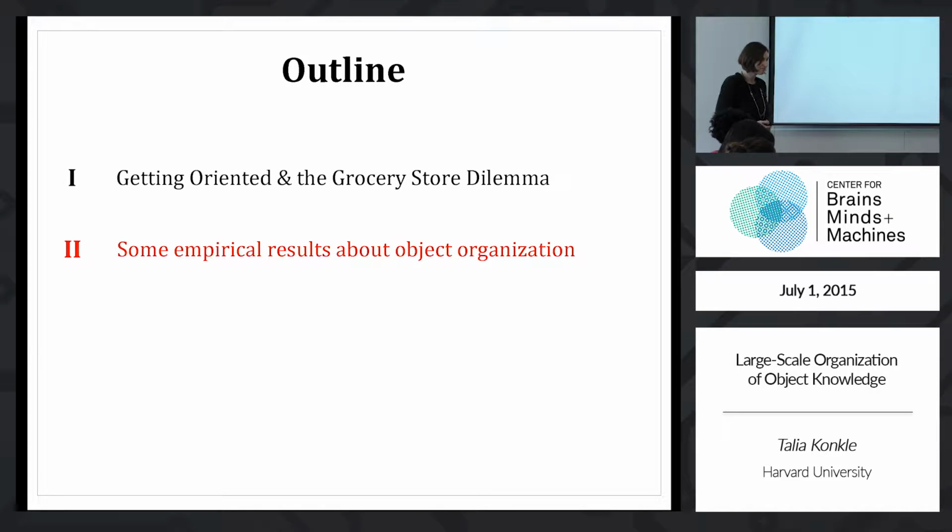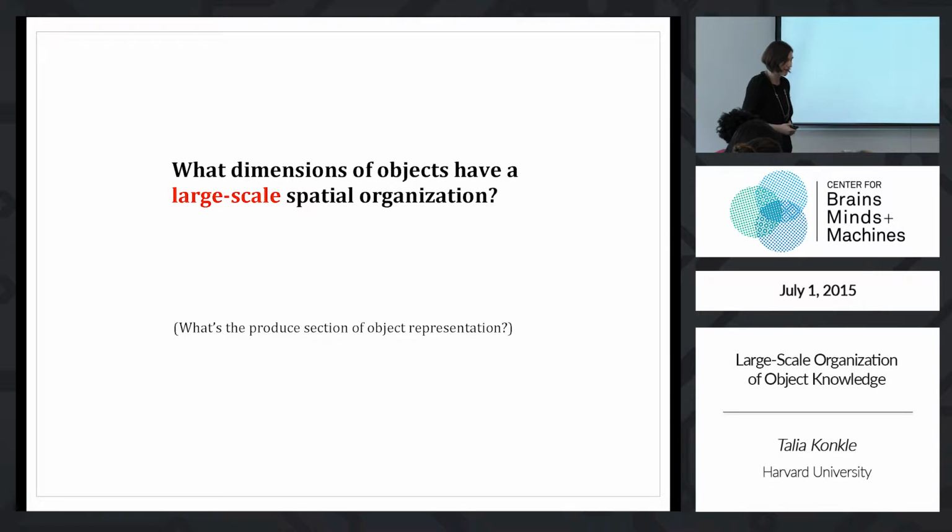Okay, so I'm going to give you some empirical results about object organization that I've been doing that start to get at some of these answers. So the first question is, what do we think are candidate dimensions that are going to have a large-scale spatial organization for objects? In other words, what do you think the produce sections of object representations are?